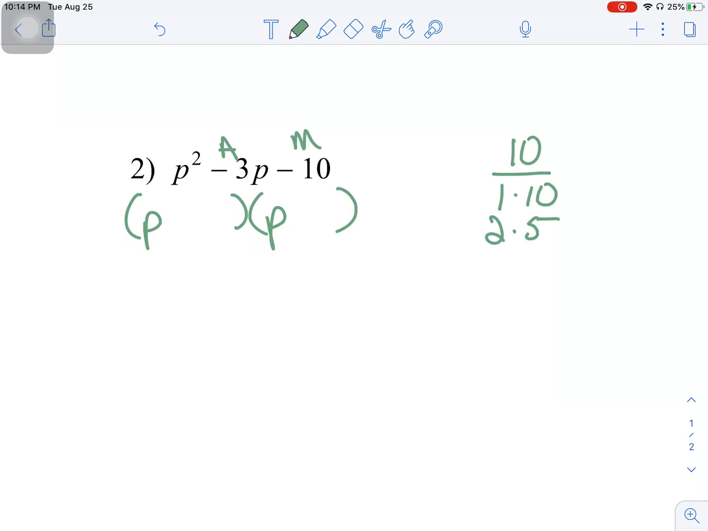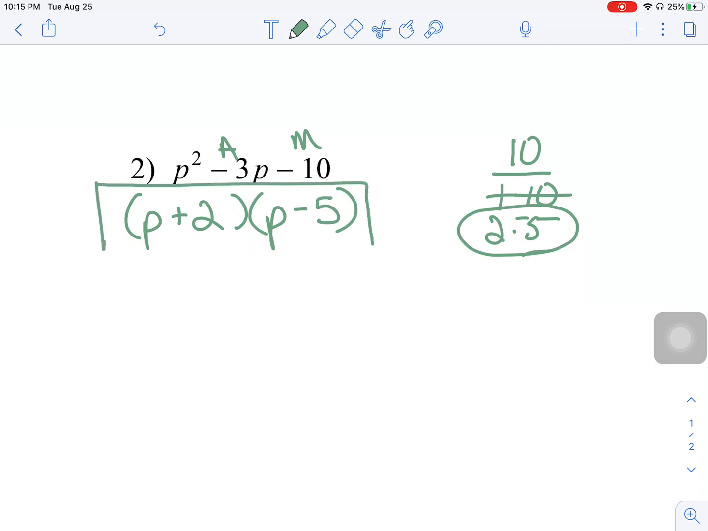No matter what I do, 1 and 10 are not going to get me a negative 3. And I do know that if I work with 2 and 5, I can get a negative 3. The way I'm going to do that is to leave the 2 positive and make the 5 negative. If you want to double check this, in a calculator you could take 2 times negative 5, you get negative 10, which is what we're supposed to multiply to. And if I take 2 minus 5, I get negative 3. So that 2 is positive, that 5 is negative. There's my two factors.